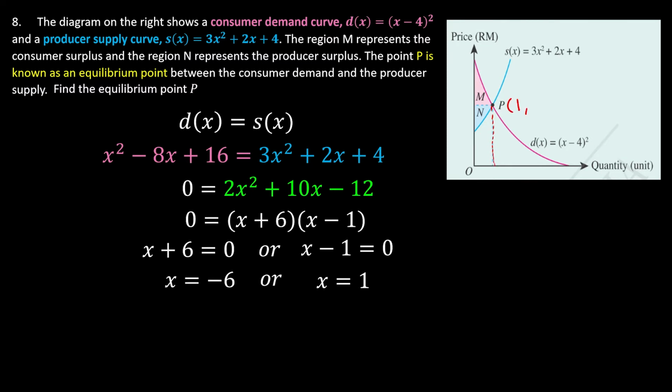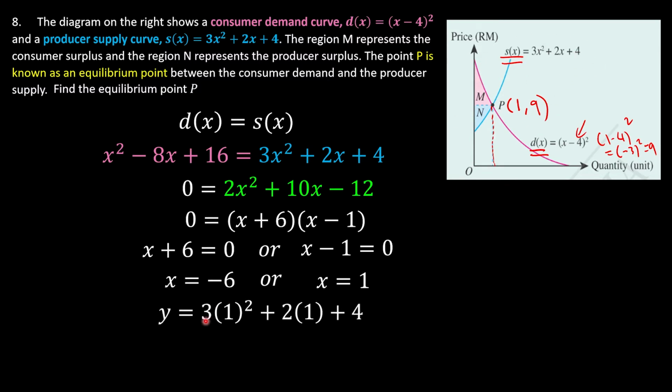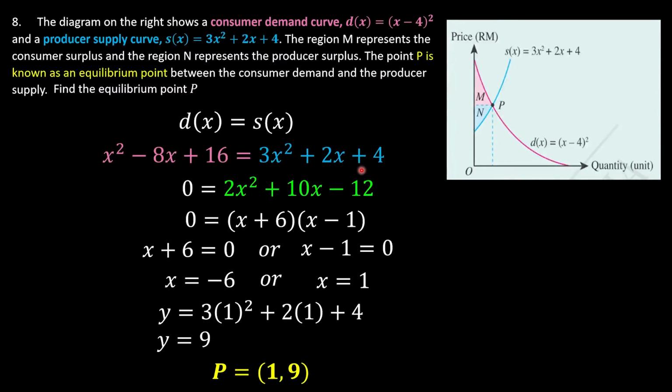How to find our y value: since both of the curves have the same value at point P, we can substitute x equal to 1 into either one of the equations. So let's say I choose this one. We have 1 minus 4 squared, which is negative 3 squared, which is 9. So my y value would be 9. Or I can also plug into this equation, 3x squared plus 2x plus 4. In the end, I also have 9. So indeed, P is (1, 9). Now we're done for question A.